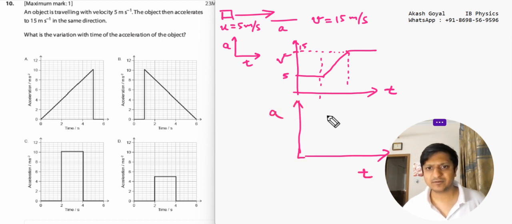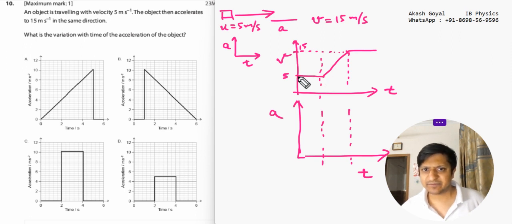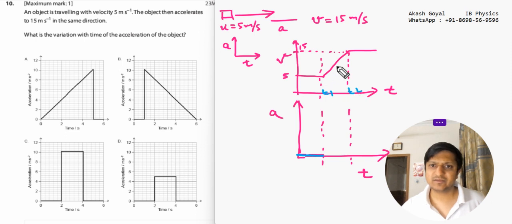AT graph we will make another graph. So here the velocity is the same, velocity is 5, but velocity is not changing. So the acceleration will be 0. Acceleration will be 0. And at this time, like t1 to t2, the velocity is increasing, so there is some acceleration. We can mark it here. We don't know what is the acceleration. And then the velocity remains the same, so the acceleration is 0. So we know that this is the graph.